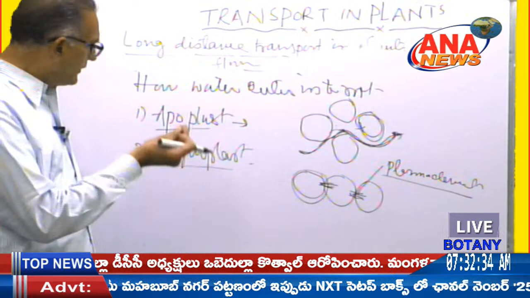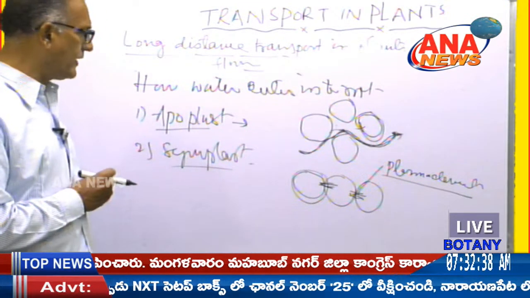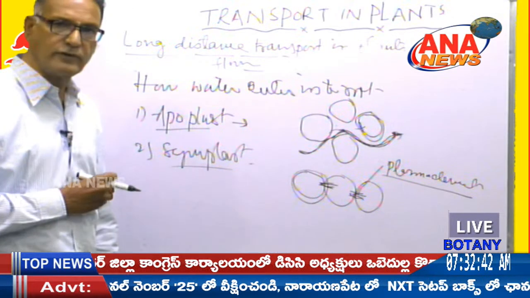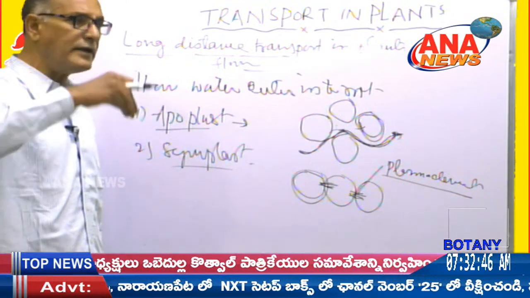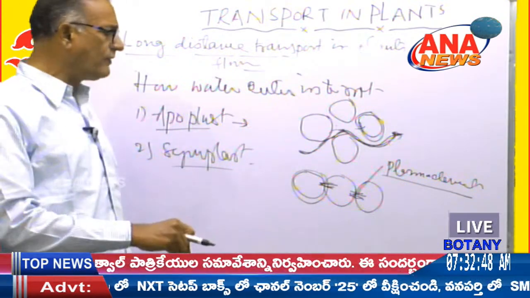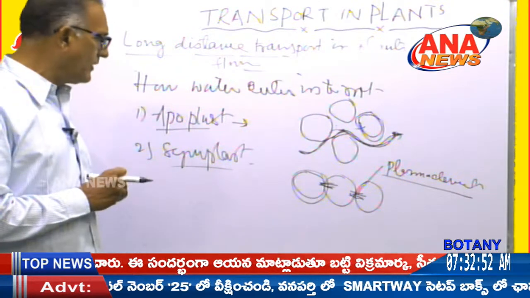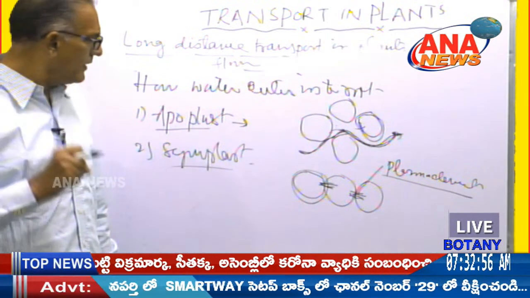So the apoplastic movement takes place based on the concentration gradient, from high concentration to low concentration. As the water evaporates in the intercellular spaces, a continuous water stream is formed in the tissue. Thus the water is continuously moved through the apoplast.